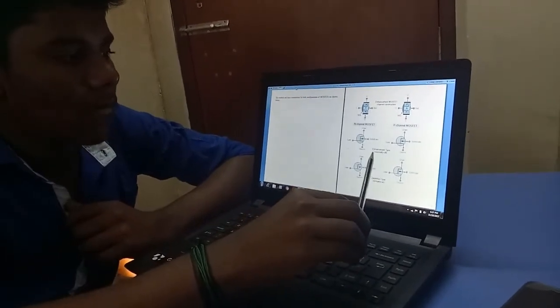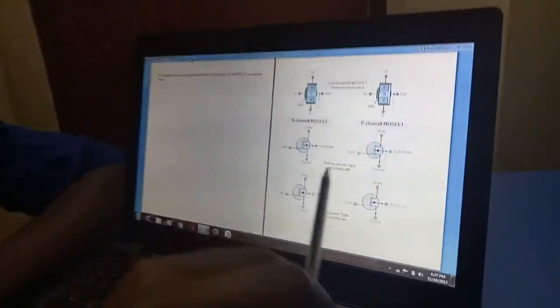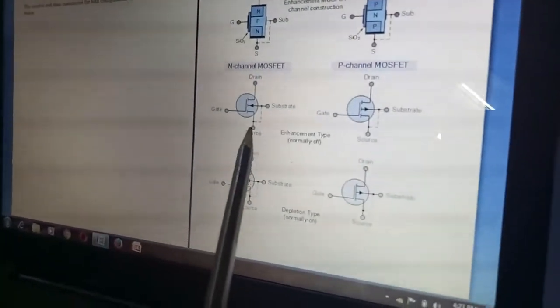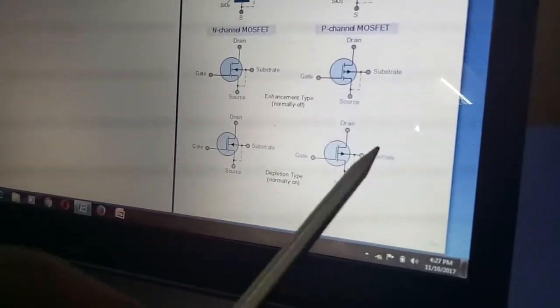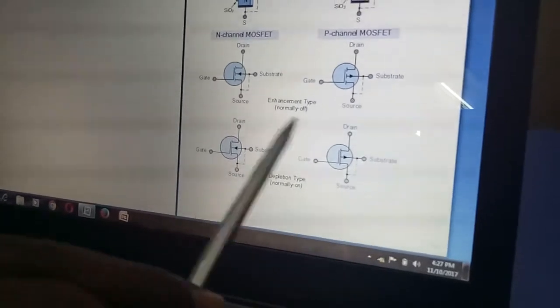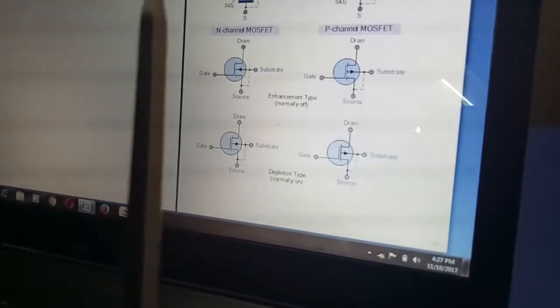Substrate, enhancement type, normally off. This is turned off. The drain is upper and the source is lower. The gate is this side, the substrate is this side, and the depletion type is normally on. It will be on. The substrate is there, the drain is there.